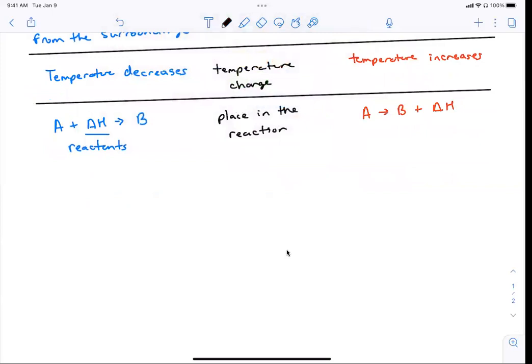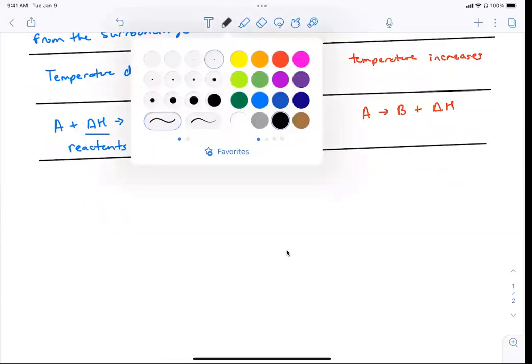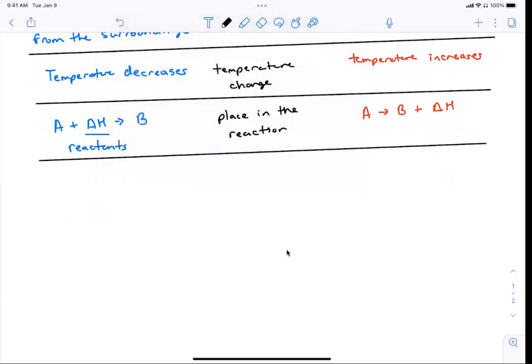Now, you don't always write it in the reaction, okay? You may write it outside the reaction, because sometimes you're just given a delta H value and you don't put it in the reaction and you need context for it. In the reaction, the context is which side of the reaction it's on, but when you take that number out of the reaction, you're just writing it by itself, you have to give it context, and that context is the sign in front of the delta H.